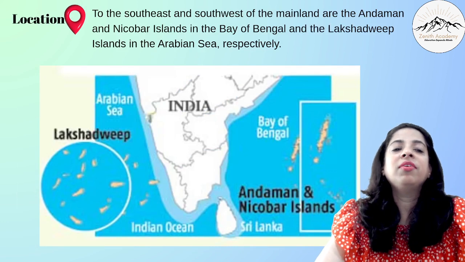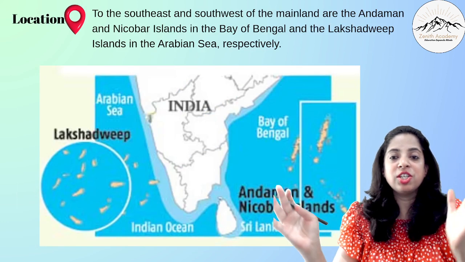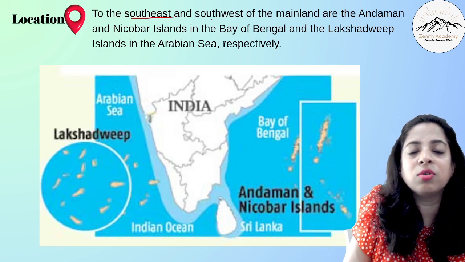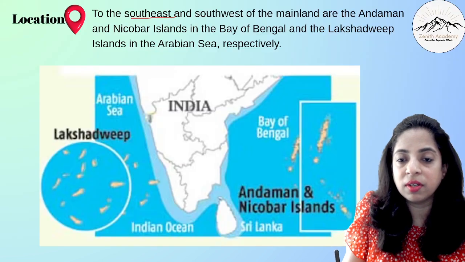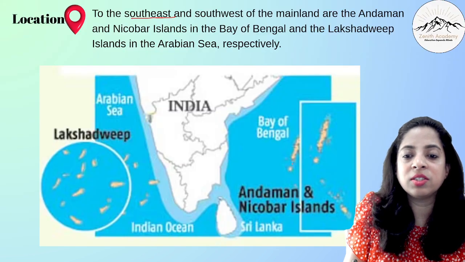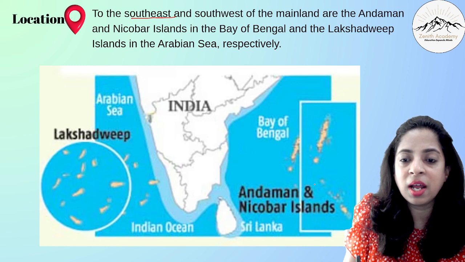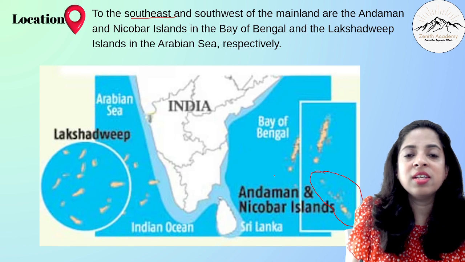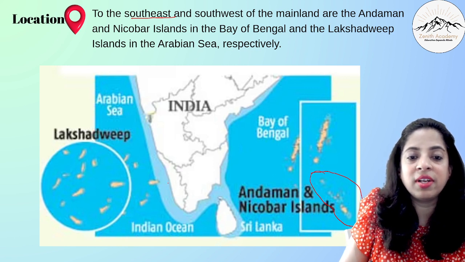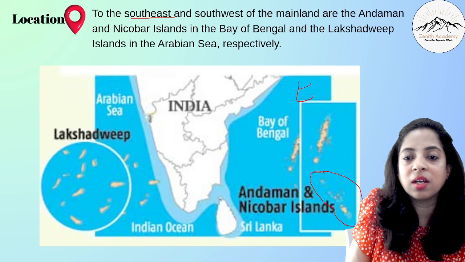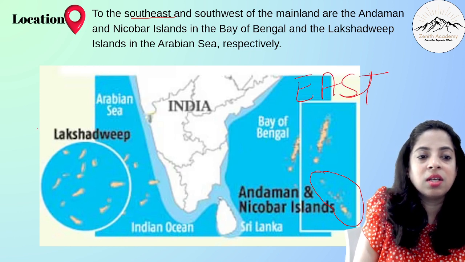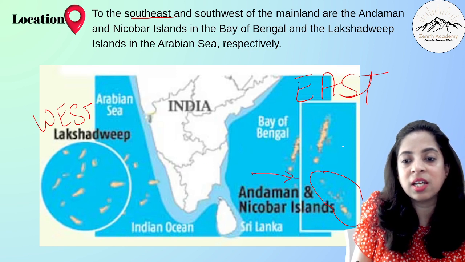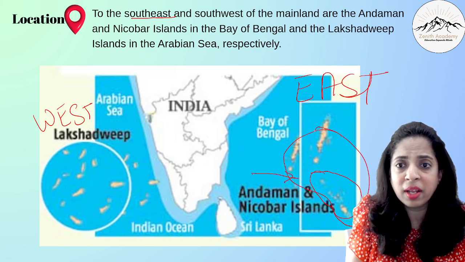Now if we talk about the location of different things, here you see to the southeast of the mainland, can you see the Andaman and Nicobar Islands? Now they are where? Southeast. This is the south part, this is the east part, this is the west part. So in the southeast part, different islands are there. They are known as the Andaman and Nicobar Islands.